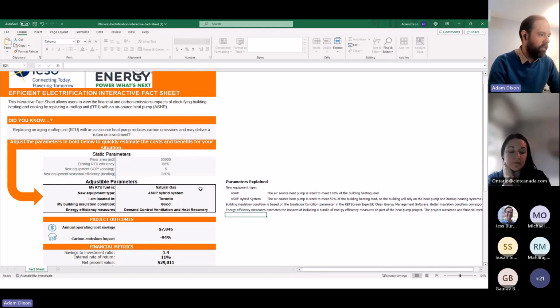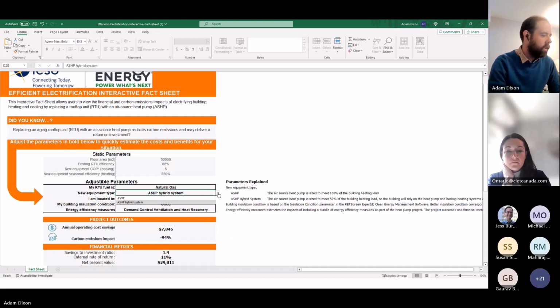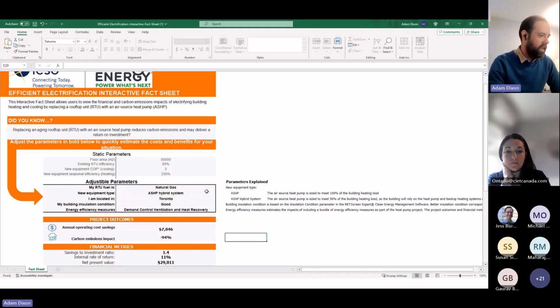So in this case, our existing building is natural gas. You also have the option of propane, which is relatively common as well in the more rural areas. We want our new system. So we have an air source heat pump, or we have a hybrid system. A hybrid system is where you have a relatively smaller heat pump and you use your existing gas furnace on the super cold days in the winter. So it's kind of a peak load heating system.